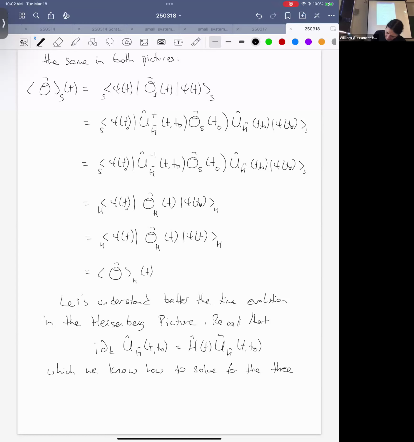For the three cases of our Hamiltonian, right? The Hamiltonian can be time independent, and then it's a trivial exponential. The Hamiltonian could depend on time, but commute with itself at different times, and so it is a trivial e to the minus i integral dt prime H of t prime. Or the Hamiltonian might depend on time and not commute with itself at different times. Then you get the time ordered exponential. Good.